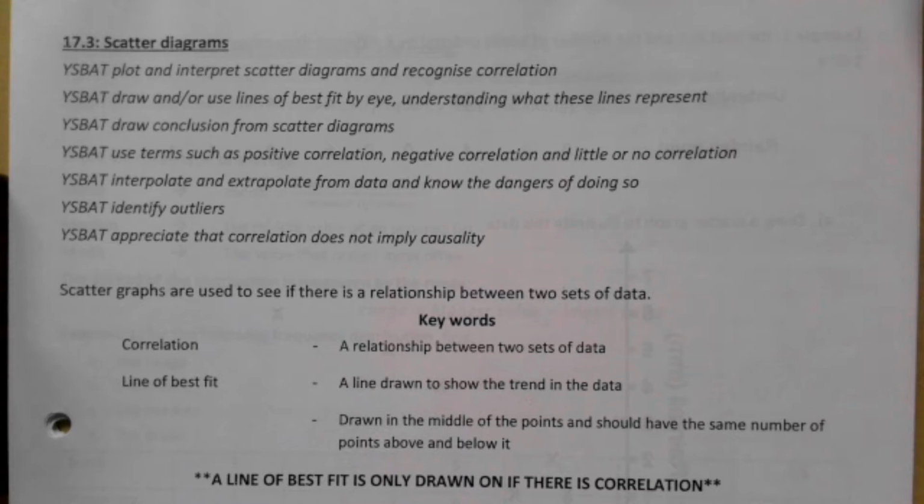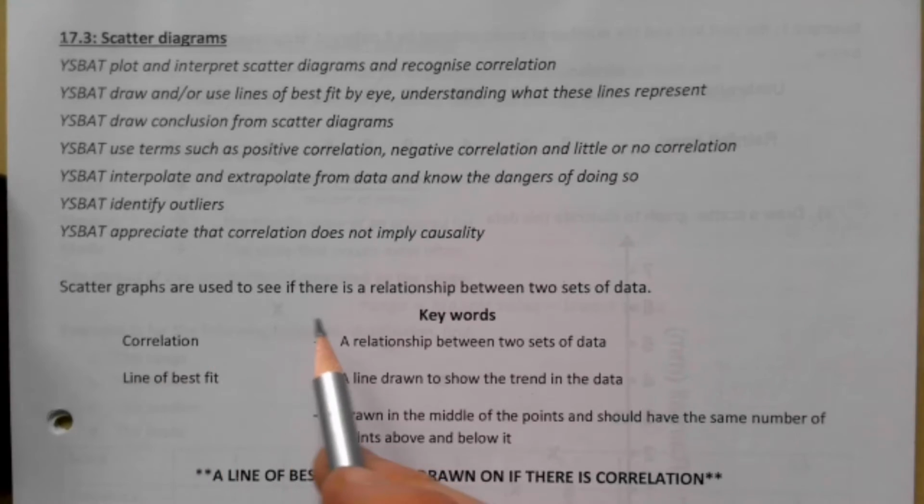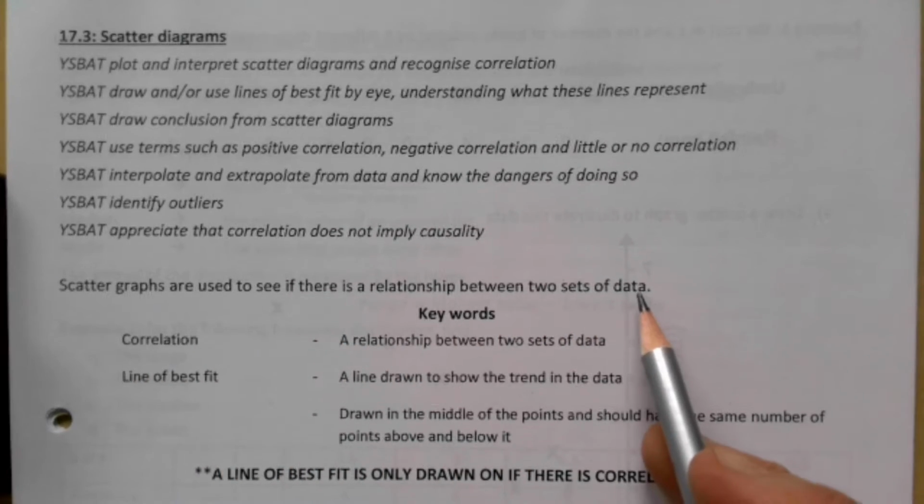This is GCSE Accelerated Maths. We're in Unit 17 and we're looking at scatter diagrams. This is 17.3. Scatter diagrams are used to see if there is a relationship between two sets of data.